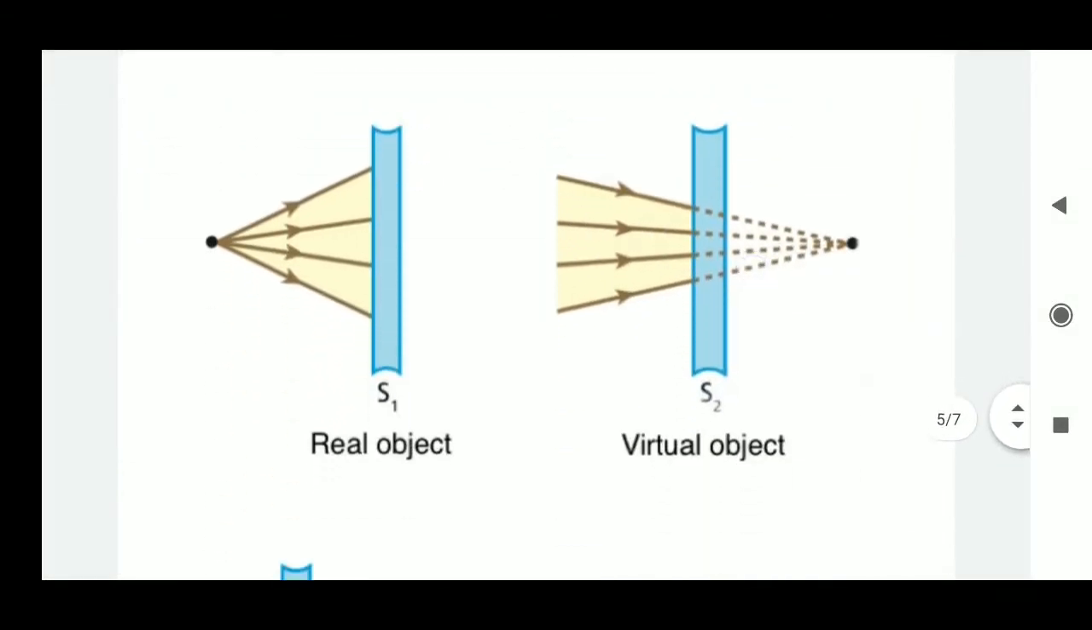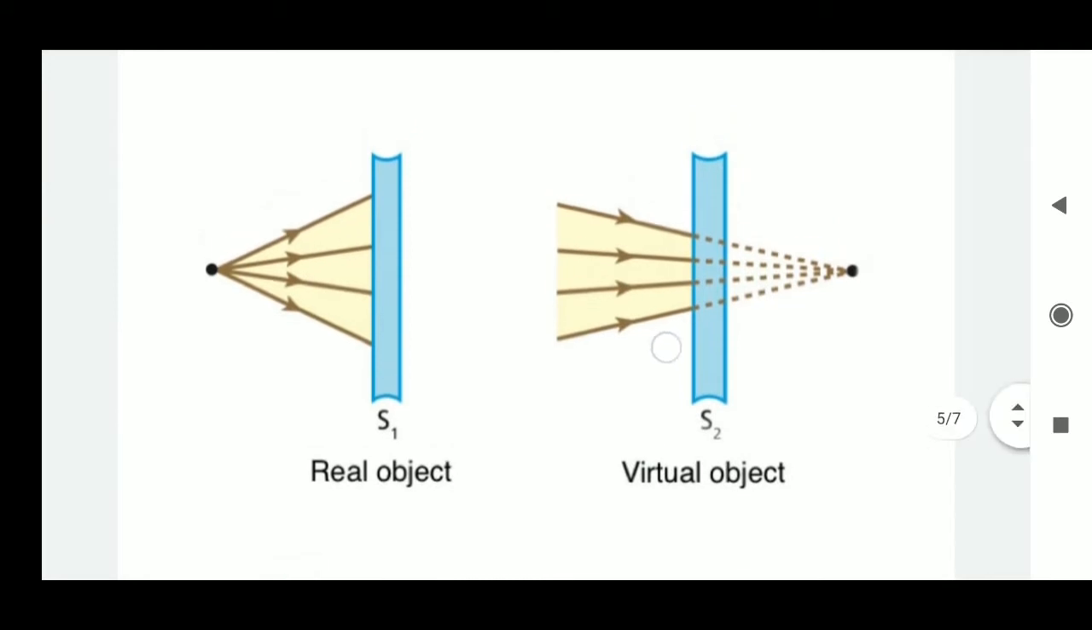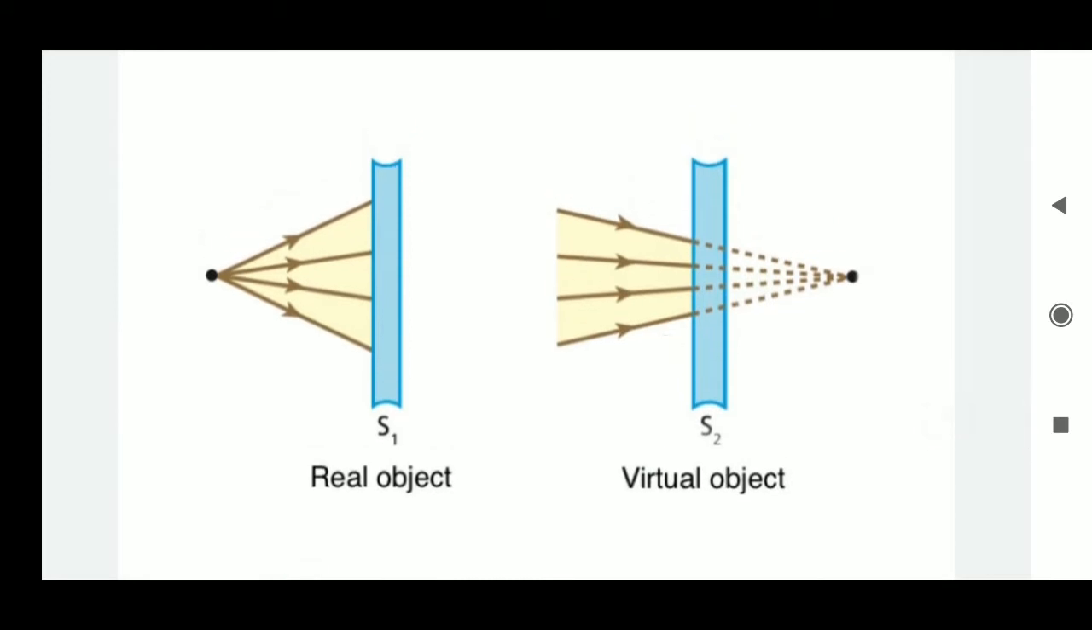Now we'll see about a real object and a virtual object. Suppose there is an object, and the light comes out of that object as diverging rays, that is what we call a real object. Suppose an image is going to form somewhere, and we place a lens or mirror in the path of the converging rays, and the object is taken on the back side of the mirror or lens. This is what we call a virtual object.